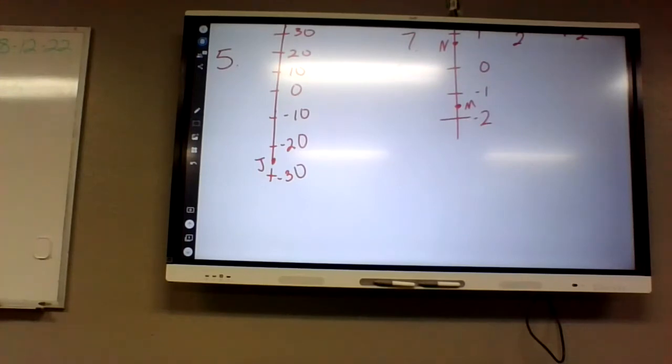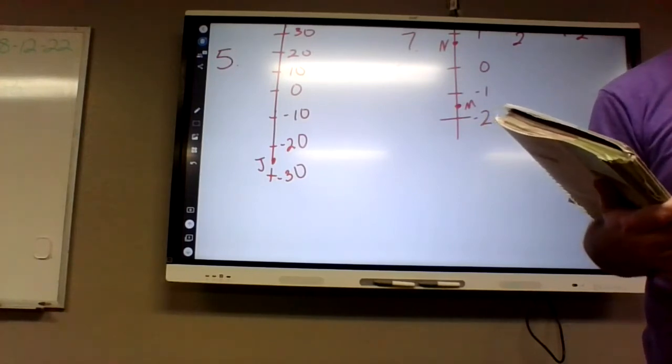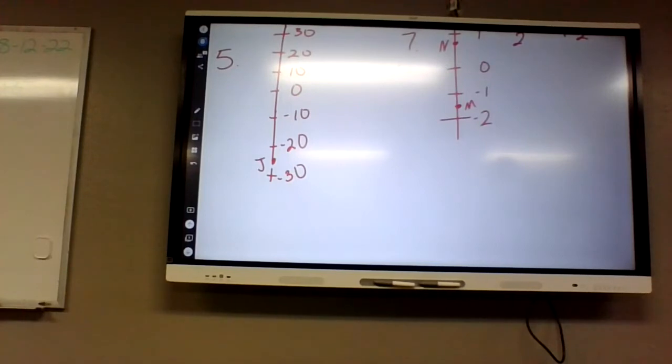This number 9 is not a trick question. It says state the coordinate of each point. What does coordinate mean? Right, it's a number that tells you the location. So number 9, where is R at? Negative 1, not a trick question. 9 is not the problem that people miss. I think the problems people missed were maybe 16, 17 or something like that.